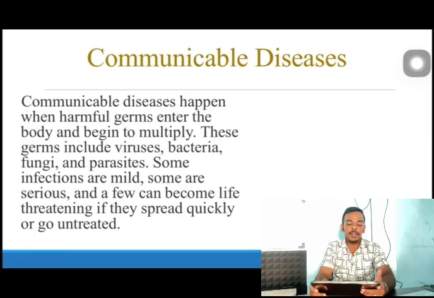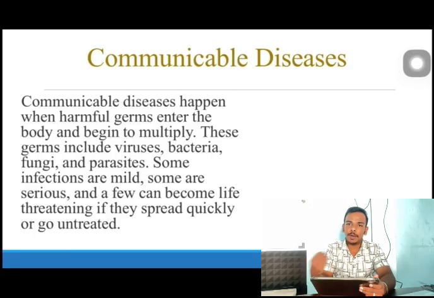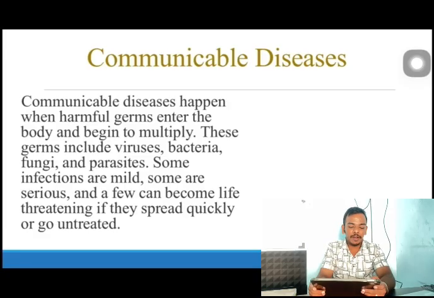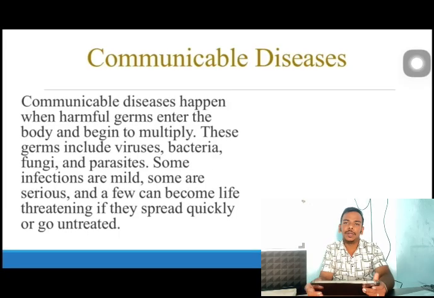A communicable disease happens when harmful germs enter your body and begin to multiply. There are various ways by which harmful germs can enter your body. It can enter through your breathing, through your food, or through various other factors. These germs can be viruses, bacteria, fungus, or any other parasite like protozoa. Some infections are mild while some are very serious. Few bacteria and viruses produce very mild diseases which can be cured easily because of our immunity system, and some are very dangerous, so they cannot be cured easily and you need medicines for them.